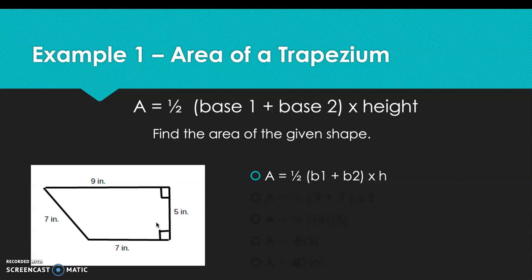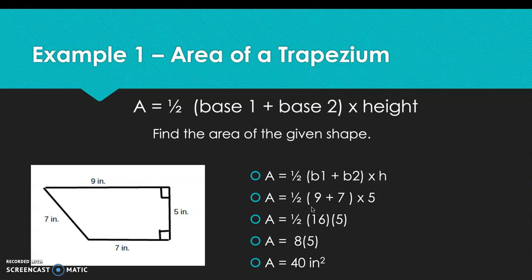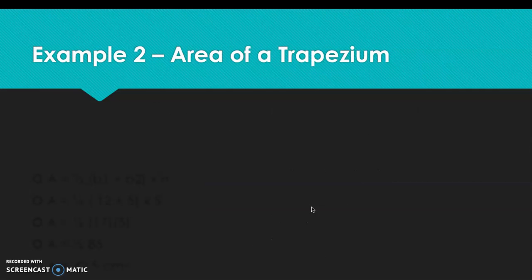Let's substitute into the formula. This is how we will shorthand it. 1/2 B1 plus B2 times H. 1/2 times 9 plus 7 times 5. 9 plus 7 is 16 times 5. 1/2 of 16 is 8, and 8 times 5 is 40 inches squared. Example 2.